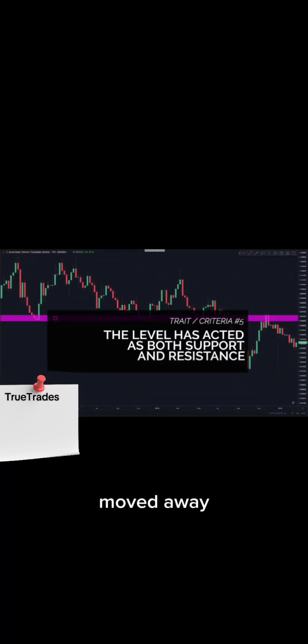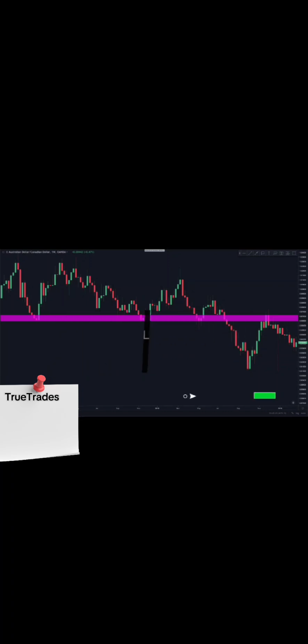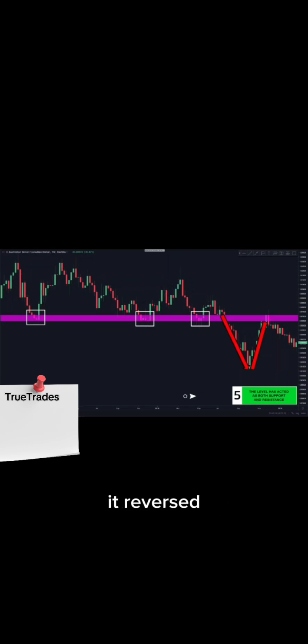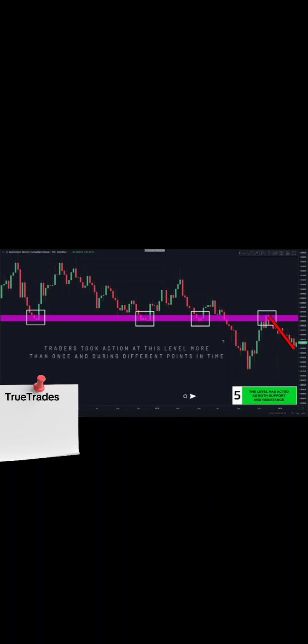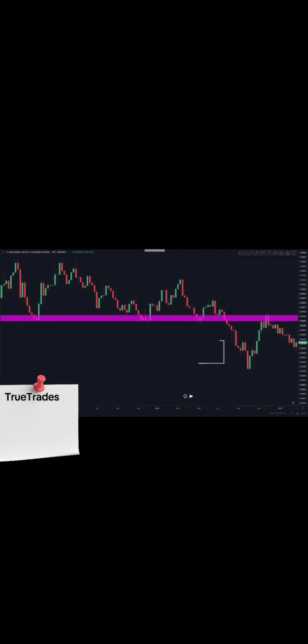Trait number 5. The level has acted as both support and resistance. As you can see, every time price got to this level of support, it reversed, before finally it broke through and came back up. The support turned to resistance, and it hit and reversed again, showing that this level acted as both support and resistance. So to the last trait.